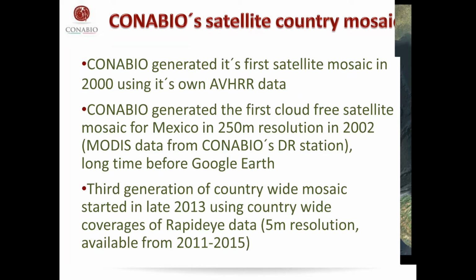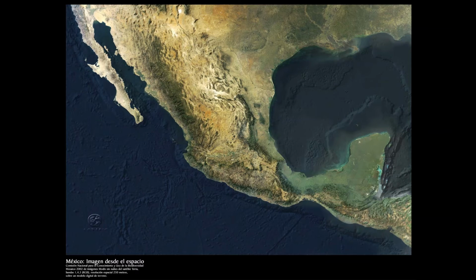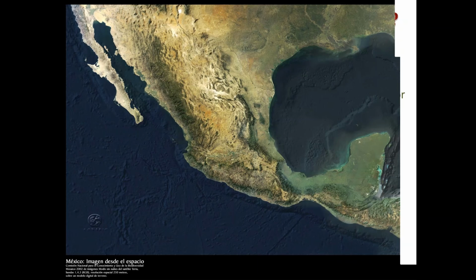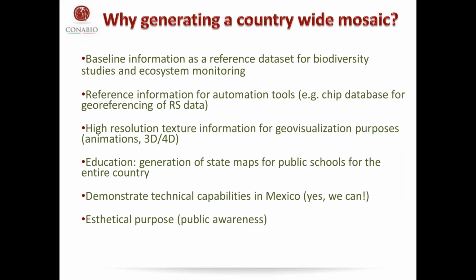Now this was our first mosaic, just to give you an idea. This is what you see today in Google as well. Just to recall, this was done in the year 2002, and at that time it had a major impact on the country, and we hope that we are going to repeat that impact with the repetition of a countrywide mosaic using the 5-meter data.